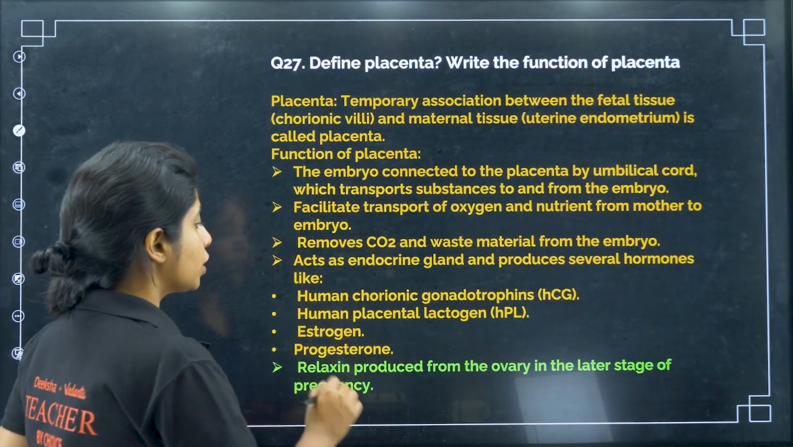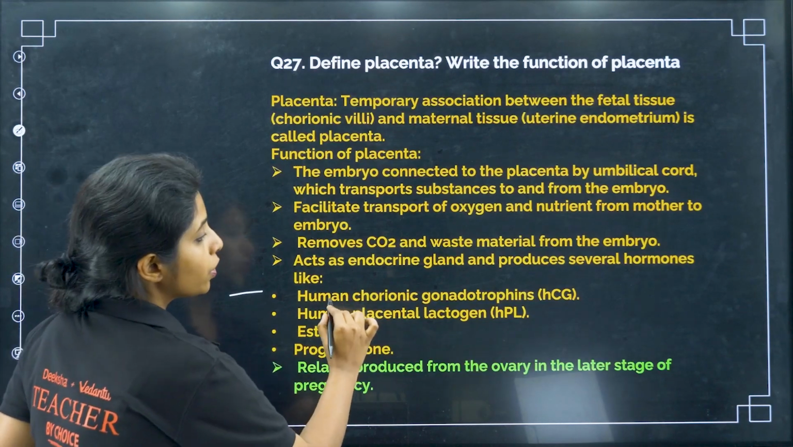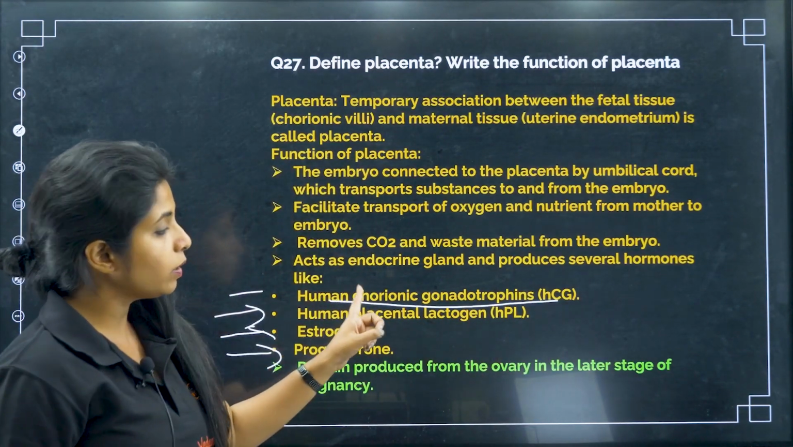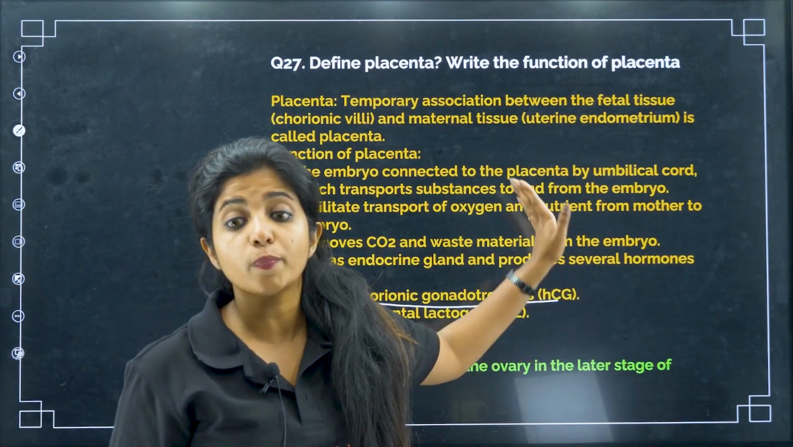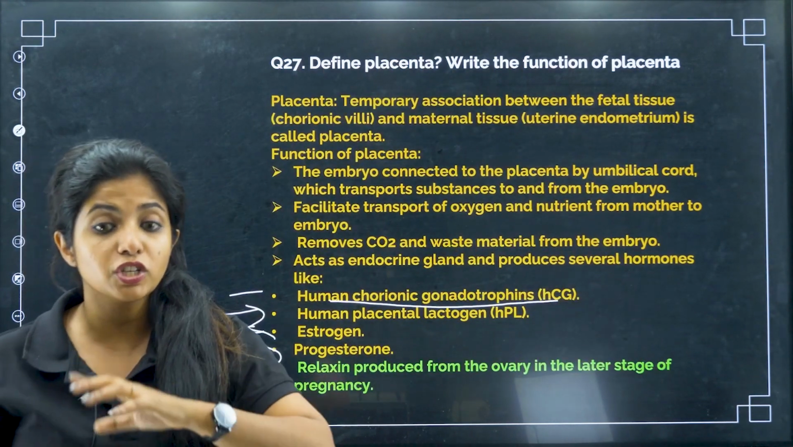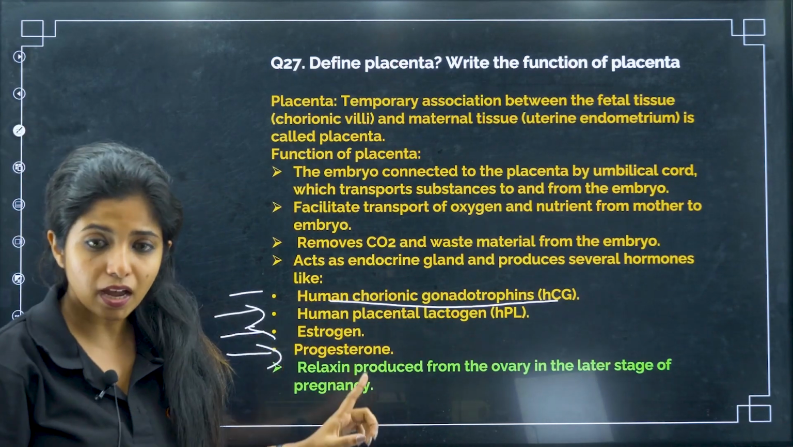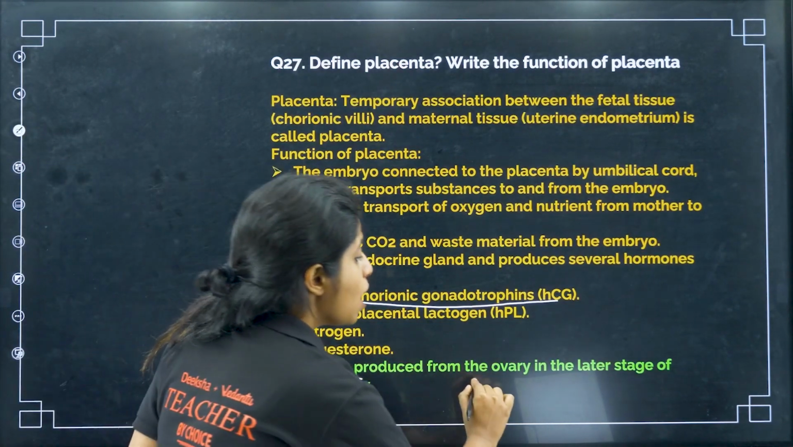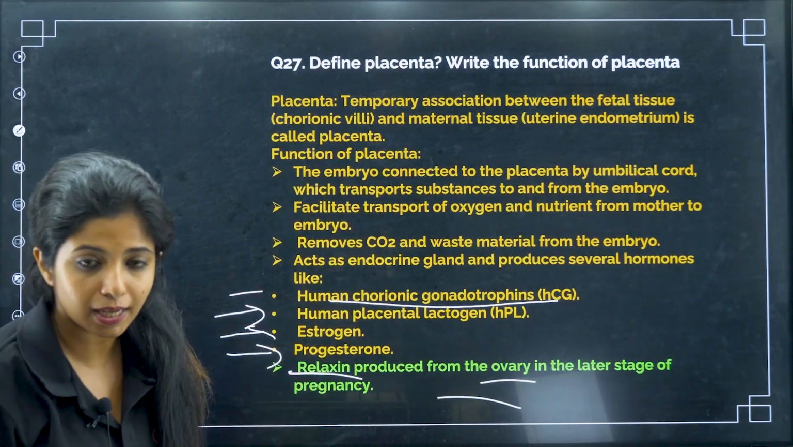Three functions are there. What are the hormones? Four hormones are there. Human chorionic gonadotropin, human placental lactogen, estrogen and progesterone. Human chorionic gonadotropin is the one that maintains corpus luteum during pregnancy. Corpus luteum is important for the production of progesterone, which helps in maintaining the endometrium lining. Please remember, relaxin is not a placental hormone. Relaxin is an ovarian hormone produced in the later phases of pregnancy.